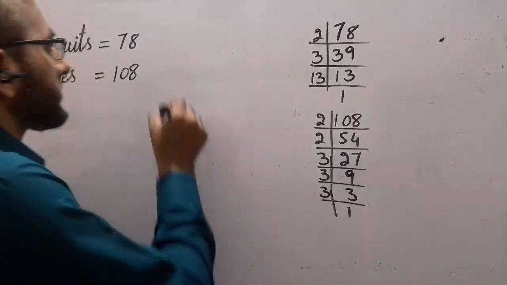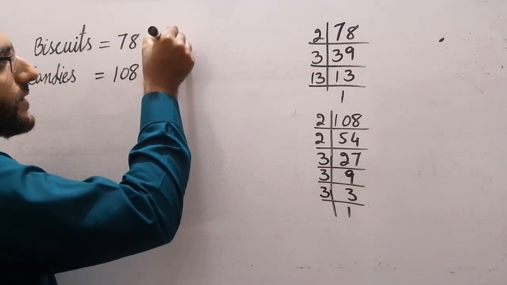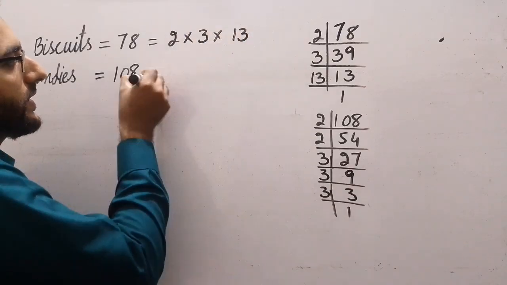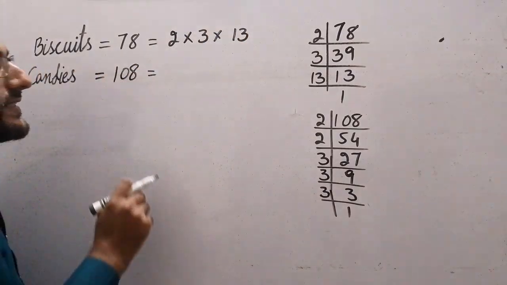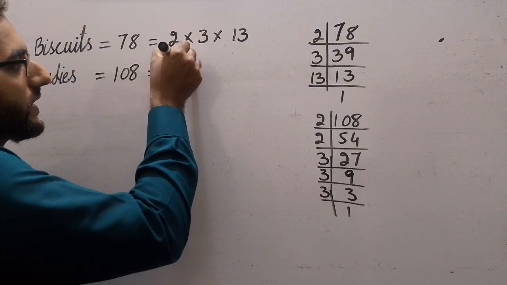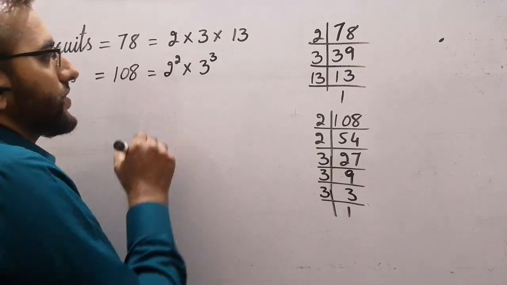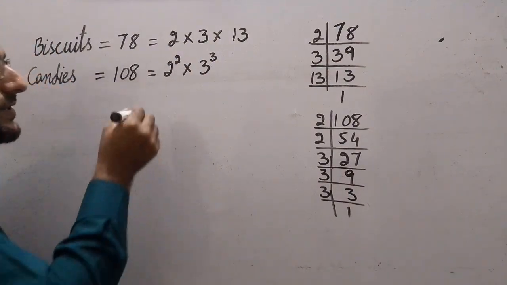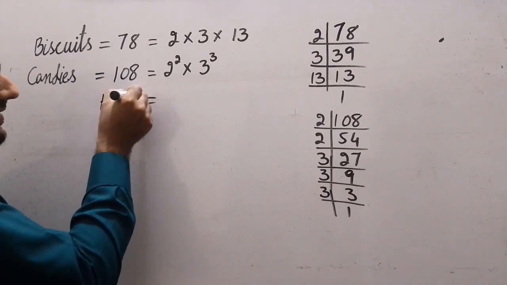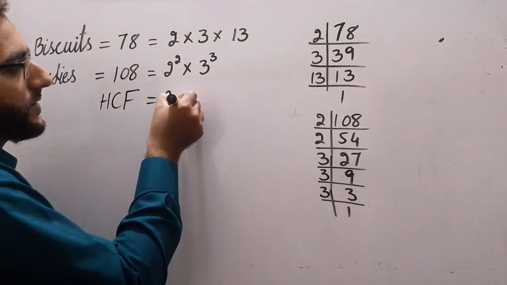So the prime factorization of 78 is 2 into 3 into 13, and the prime factorization of the candies, 108, is 2 square into 3 cube. So the highest common factor in this case, HCF, is 2 and 3.